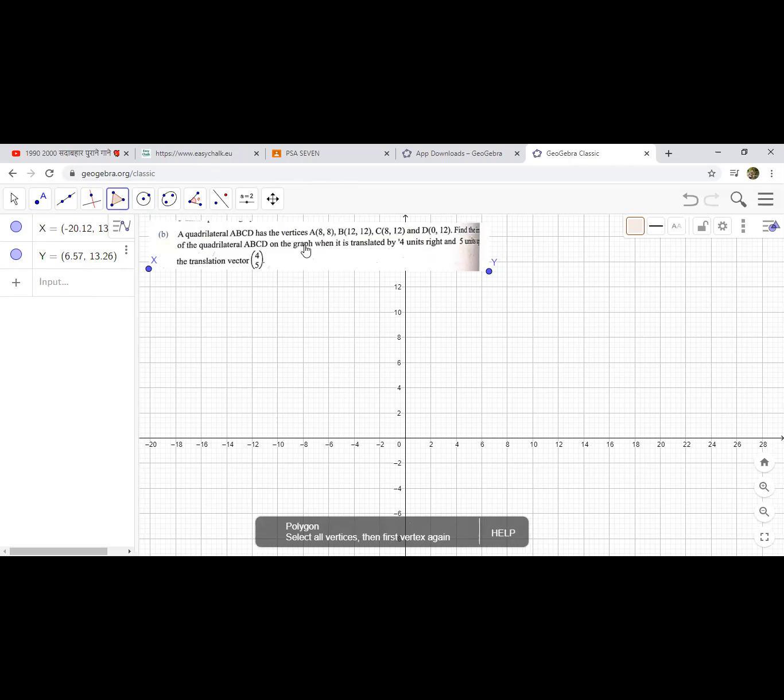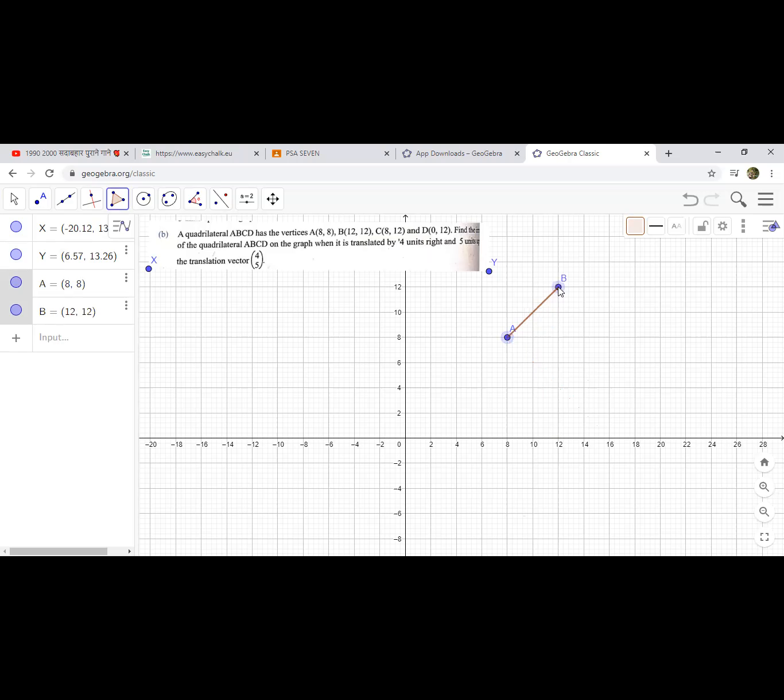Okay, which is 8, 8. Let's find out the point 8, 8. This is the point A, and the next point is Khushi. What is the coordinate of point B? 12, 12. Here 12 and here vertically 12. Okay, this is point B, and the next point C. What is the coordinate of point C, Mr. Subhas?